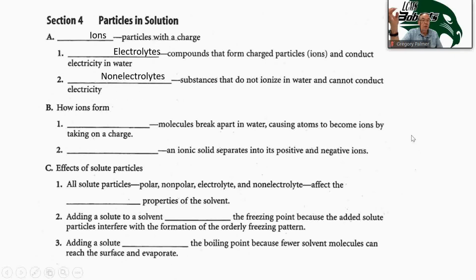Non-electrolytes are substances that don't ionize in water and conduct electricity. So electrolytes would be ionic compounds, and non-electrolytes would probably be more covalent compounds that are dissolving. Things like sugar are not electrolytes. Okay, how do the ions form? It's the process of ionization.